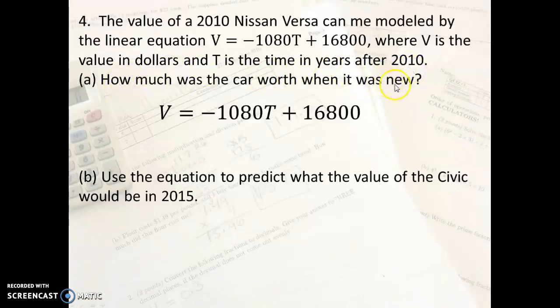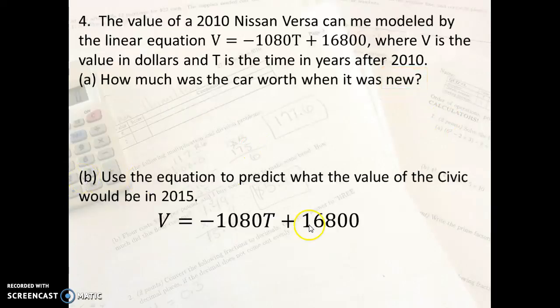For part A, what was it worth when it was new? What does it mean to be brand new? It means the car is 0 years old. T equals 0. Guess what you're going to do with that T equals 0? You're going to plug it right into the equation. Number 4, I'll be honest, if you get it through 1, 2, and 3, number 4 should be easier because it's plugging in. It's not making an equation. So new car, time is 0 years, plug it in, and you will solve.